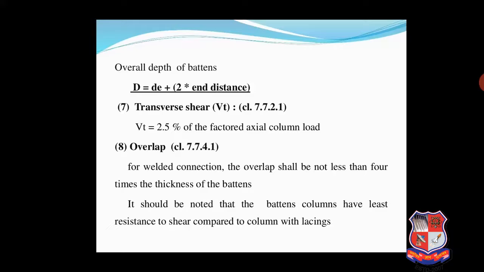So generally we provide the lacing system compared to battens, but when you provide a horizontal member, you have to compulsorily design the battening system to resist the transverse shear force. So these are the 7 to 8 steps of the design procedure as per the IS 800 code provisions recommended. With these 8 steps you can finally design the battening, which is designed for resisting the transverse shear force. Thank you.